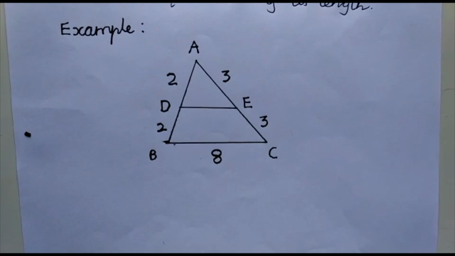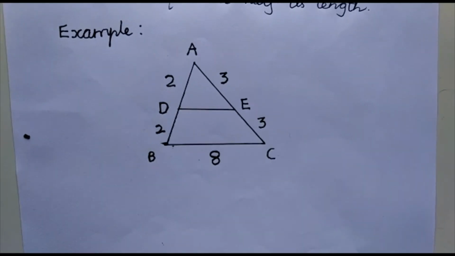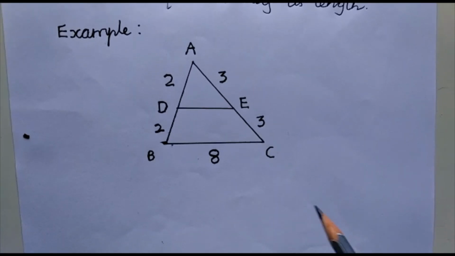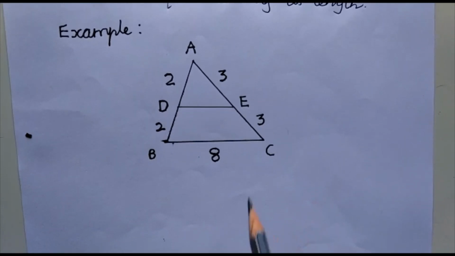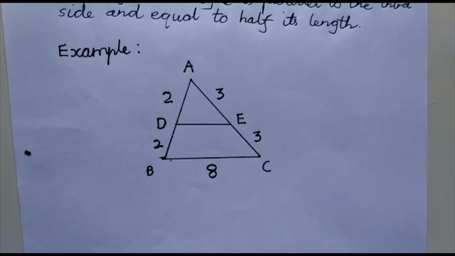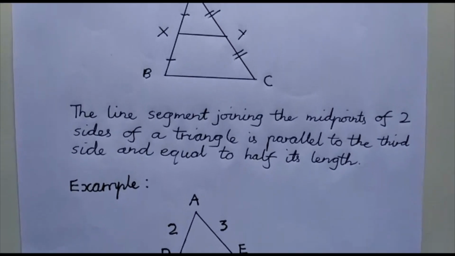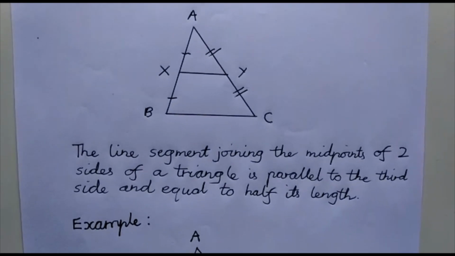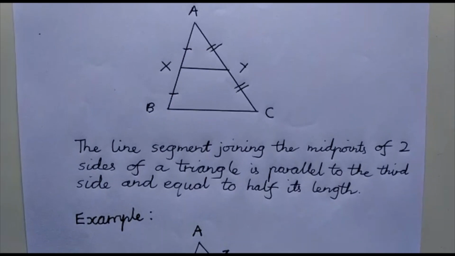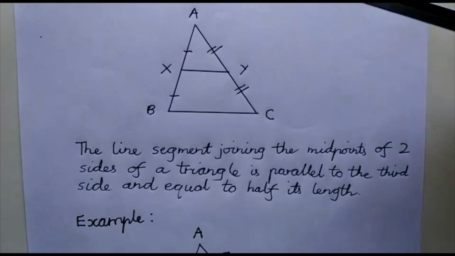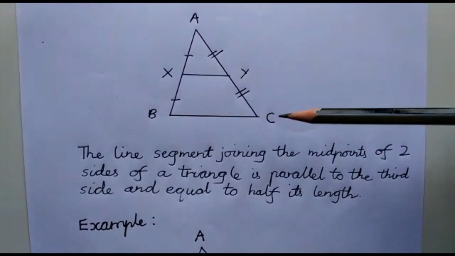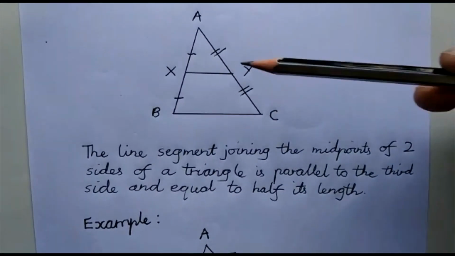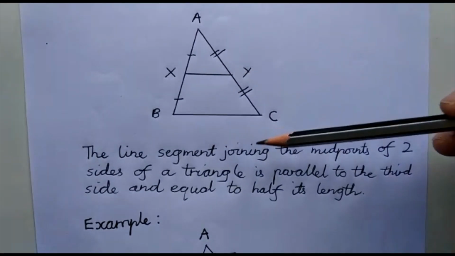Then it follows that the line segment DE is parallel to line segment BC, and it's half the length of line segment BC, which in this case means that DE is 4 units. Let me generalize this. The line segment joining the midpoints of two sides of a triangle is parallel to the third side and equal to half its length. So if we've been given a triangle ABC in which x is the midpoint of AB and y is the midpoint of AC, then xy is half the length of BC and it's parallel to it.